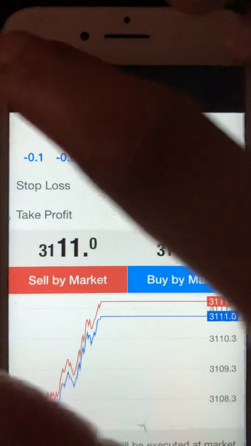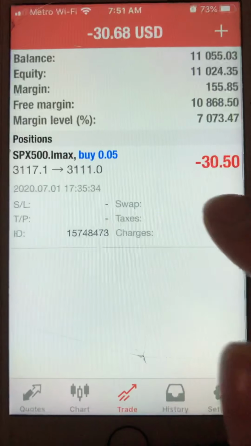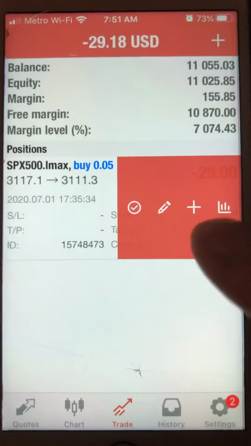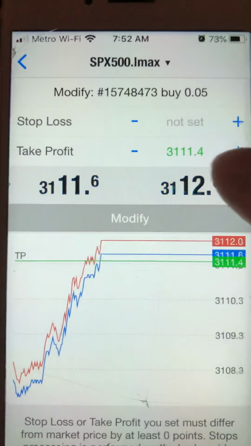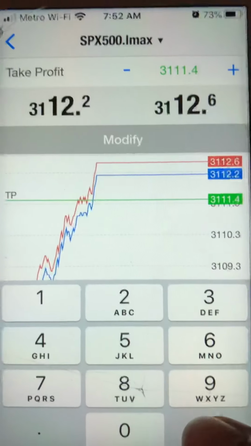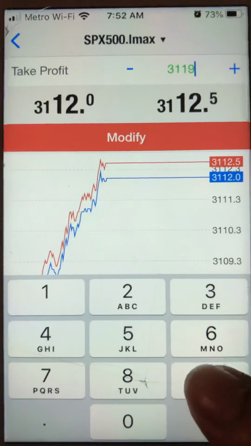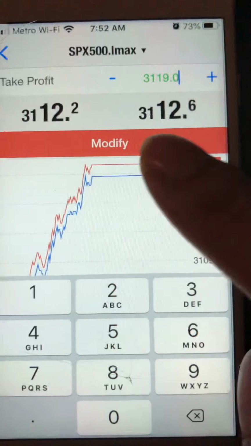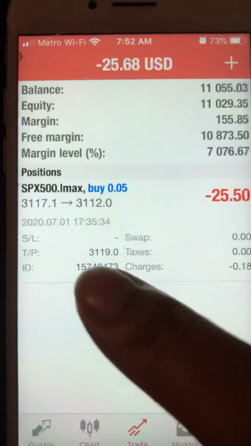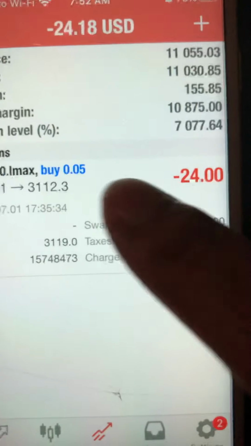Modify. No. I'll go to trade down here. So I already went back up to 30. I'm going to press this pencil as a modify. I'm going to set my take profit to 31.19. All right, modify. Boom, now it shows my take profit right here. Damn, that goes a long way for 5 cents.